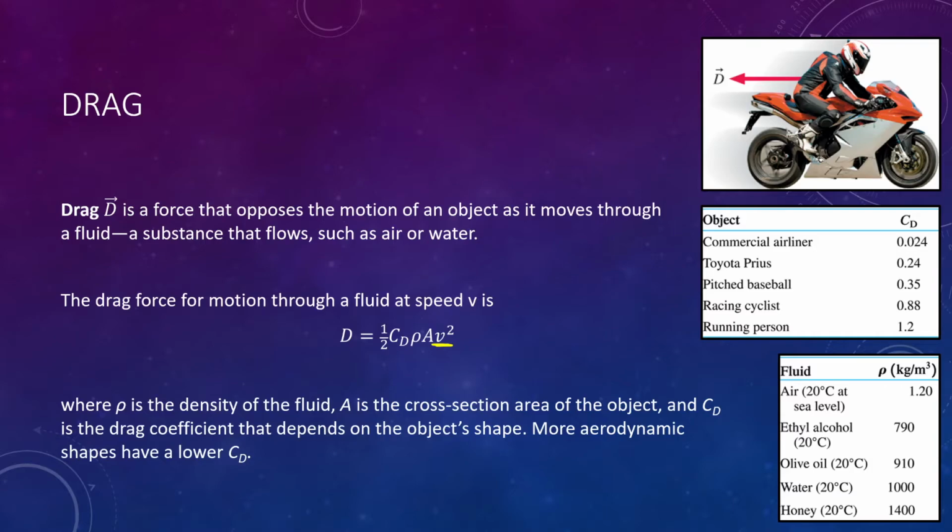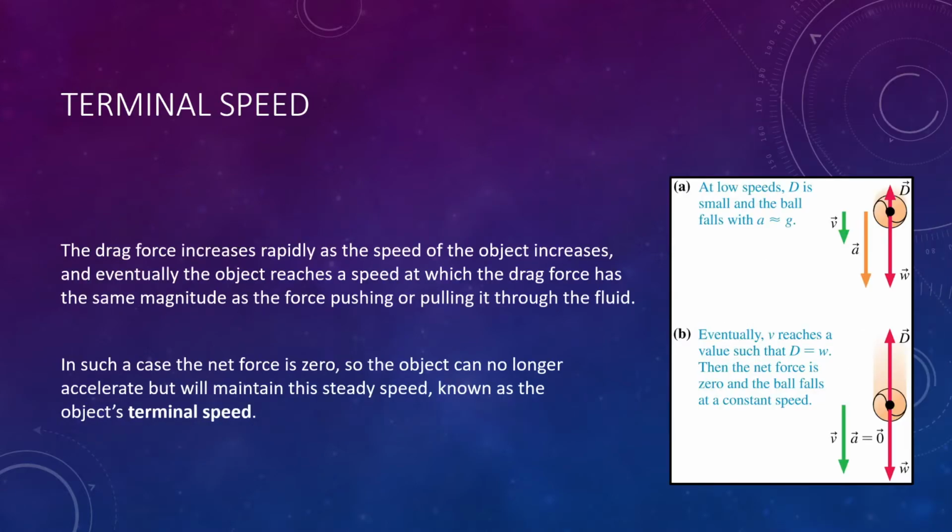Or if I increase my speed by a factor of 4, 4 squared is 16, so our drag is increased by a factor of 16. So drag is heavily dependent on speed. As the speed increases, so does the drag force. This will keep happening. In other words, the drag force will keep growing in size until it reaches a situation where its force balances the force of whatever is pushing or pulling on it.